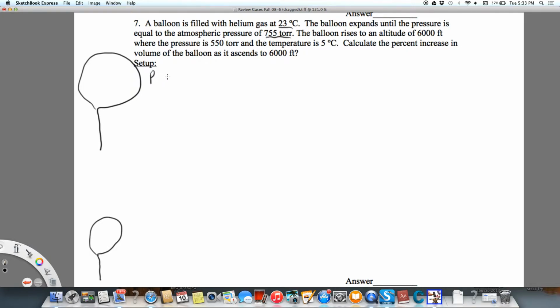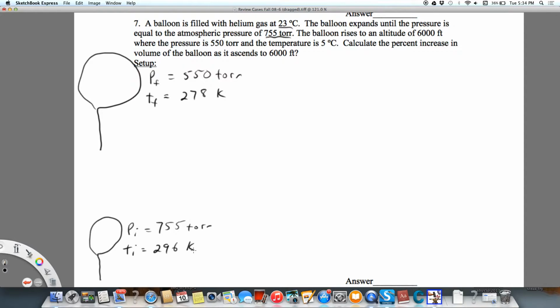So here we have a pressure, I'll call that P final, that's 550 torr, and our temperature final is 278 Kelvin, 273 plus 5 degrees. Our initial pressure was 755 torr, and our initial temperature was 273 plus 23, so that's going to be 296 Kelvin.